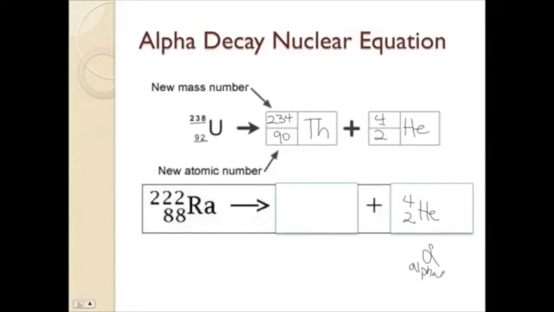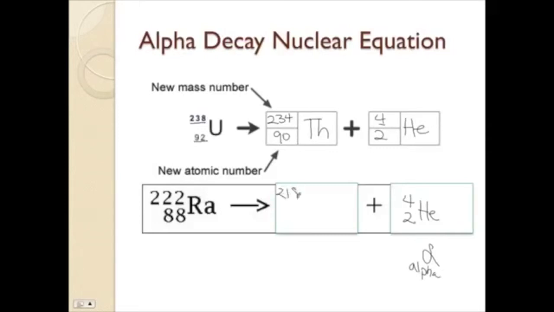So either the alpha or an He. It can be a little fishy looking little A sometimes. But so we have a mass of 4, 2 protons. I need to have a mass number of 222 on both sides. So 222 minus 4, because we want the total to be the same. So 222 minus 4 is 218.